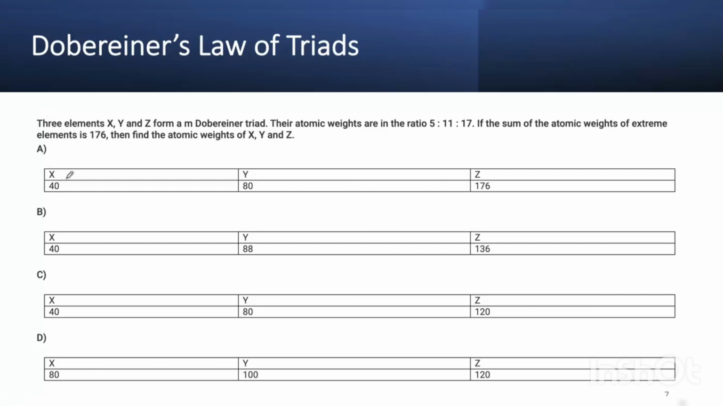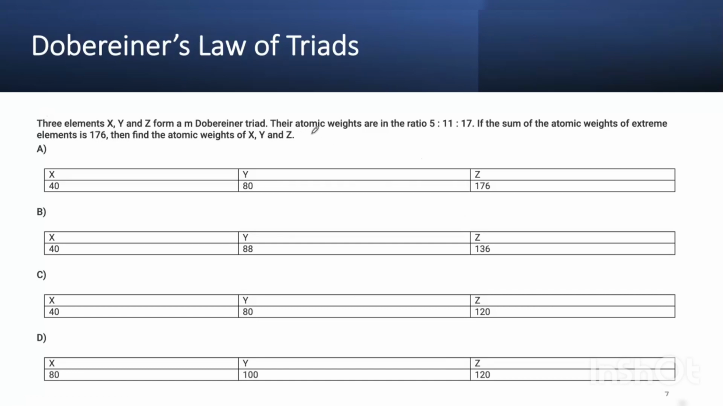Option A, X equal to 40, Y equal to 80, Z equal to 176. Option B, X equal to 40, Y equal to 88 and Z equal to 136. Option C, X equal to 40, Y equal to 80 and Z equal to 120. And option D, X equal to 80, Y equal to 100 and Z equal to 120. So how can we find the atomic weights of X, Y and Z using the given data?